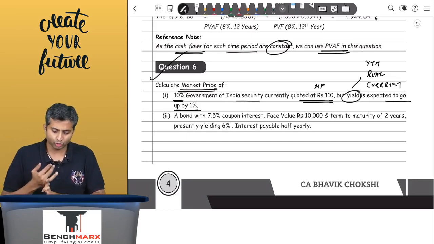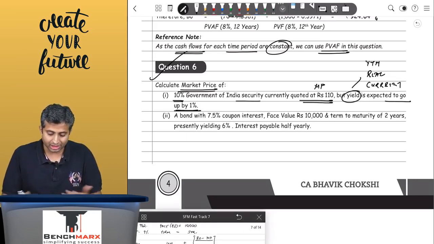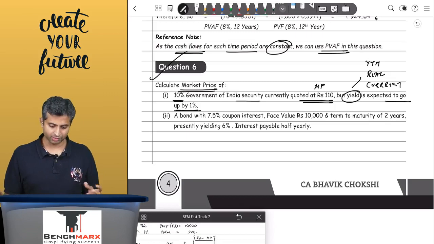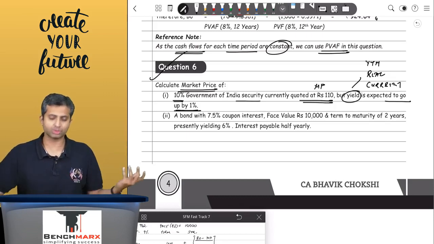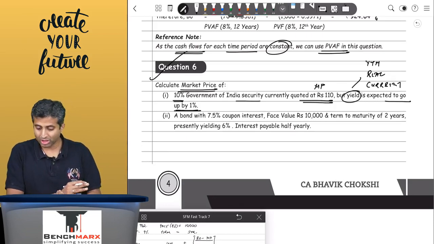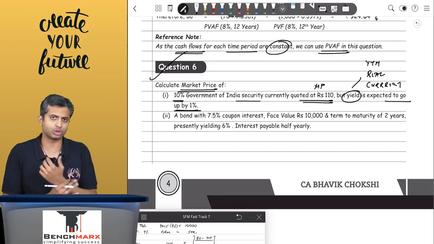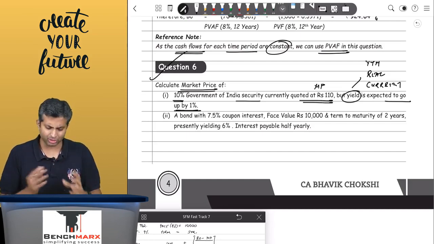Now, you need to know for how many years this government of India security is there. In this particular question, it kind of remains silent. It does not tell you the number of years. Well, it can be 10 years, 15 years, 20 years, 30 years. Well, we don't know. So the current market price is 110. We don't even know the face value. Well, we can assume the face value, let us say, to be 100. We don't even know the redemption value. So there are a lot of missing pieces over here.